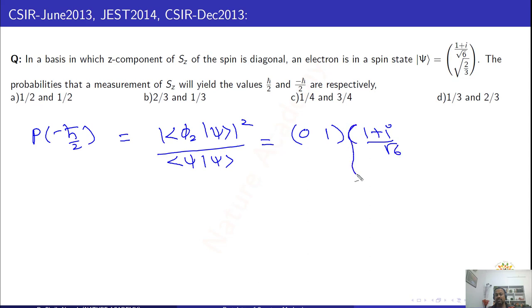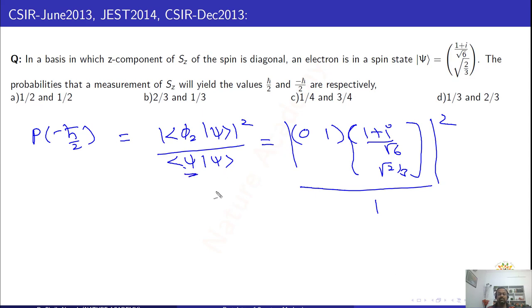This is the first element of this matrix, root 2 by 3, and then there is a modulus square. The denominator is 1, since this is a normalized wave function. You can check the normalizing condition also. So as a result, here you will get root 3 by root 2 square.